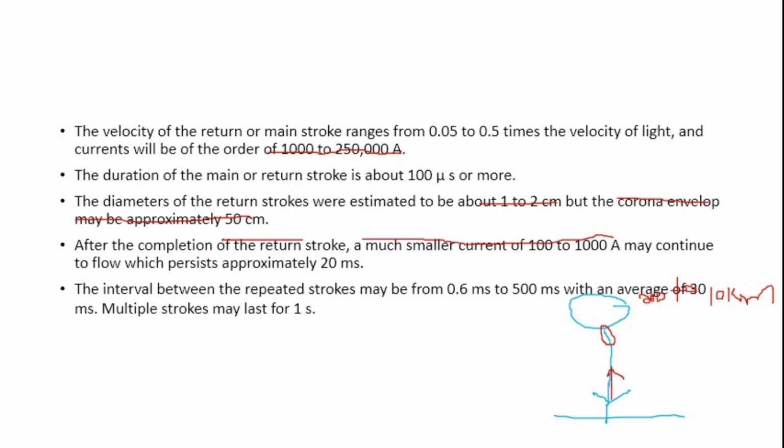Let's consider that 100 to 1000 amperes of current will continuously flow and persist for approximately 20 milliseconds. It means that whenever a stroke takes place, a small amount of current again flows between the cloud and the ground.